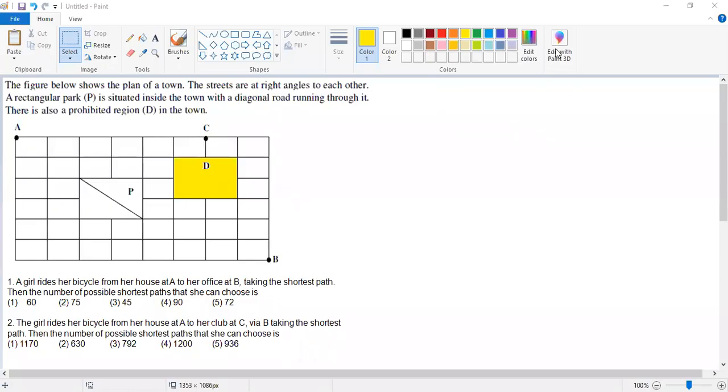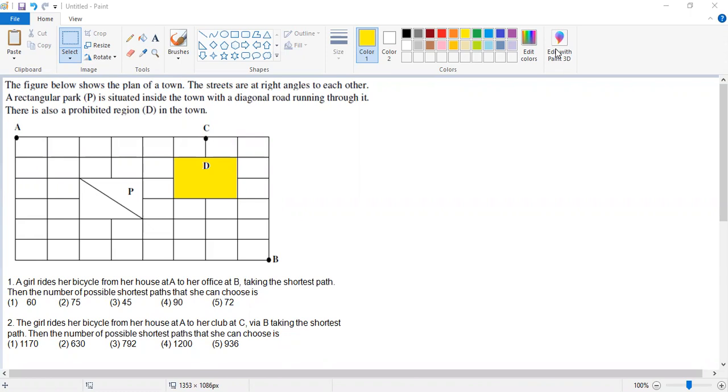Hello guys, so today we'll be looking at a question which basically talks about finding the number of routes connecting two points where you have a rectangular grid sort of. The grid represents the roads connecting the different points.